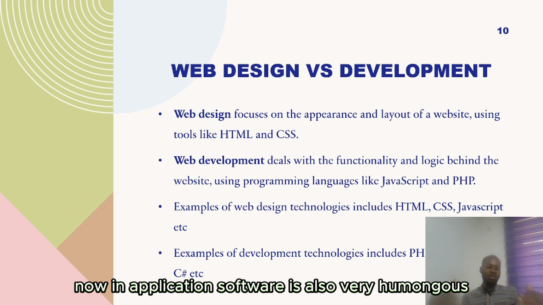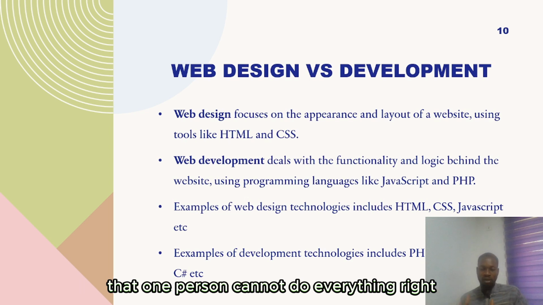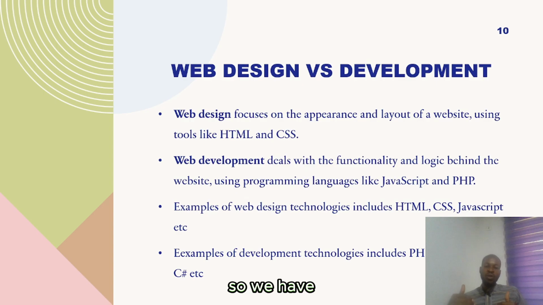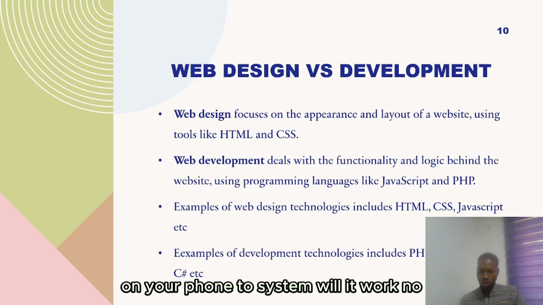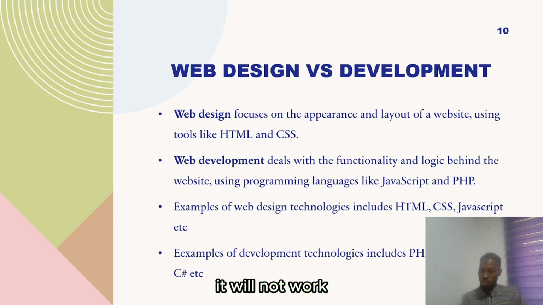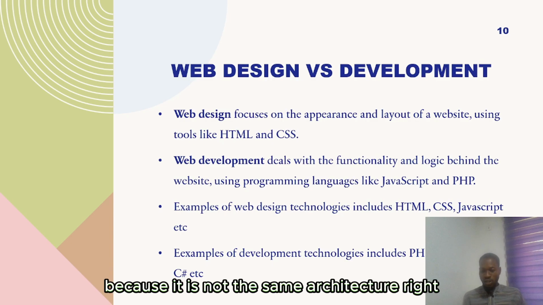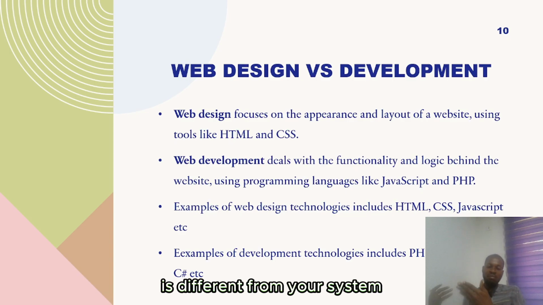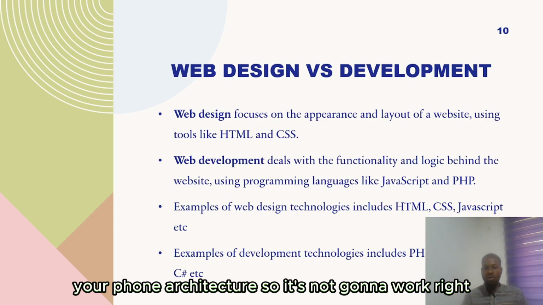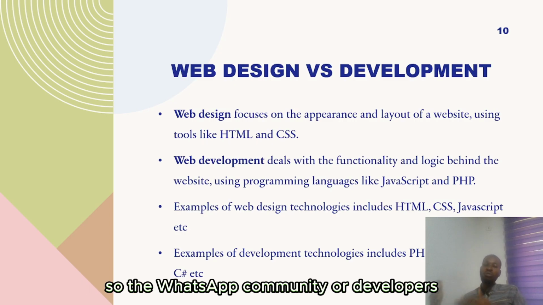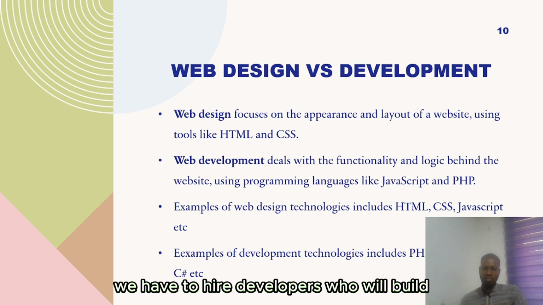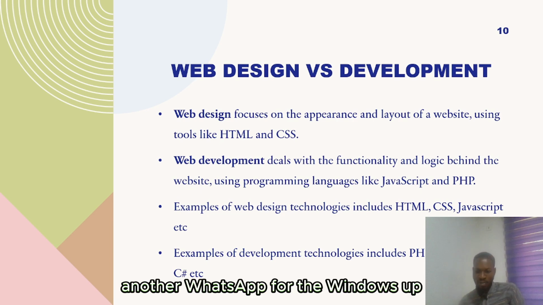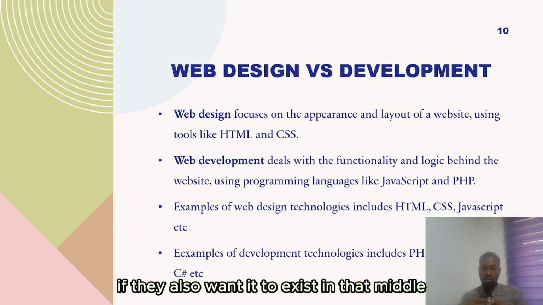Now, application software is also very humongous, such that one person cannot do everything, right? Have you ever imagined if you transfer your WhatsApp on your phone to a system, will it work? No, it will not work because it is not the same architecture, right? The physical architecture of the system is different from your phone's architecture. So it's not going to work. So the WhatsApp developers have to hire developers who will build another WhatsApp for Windows or for the PC if they also want it to exist in that medium.